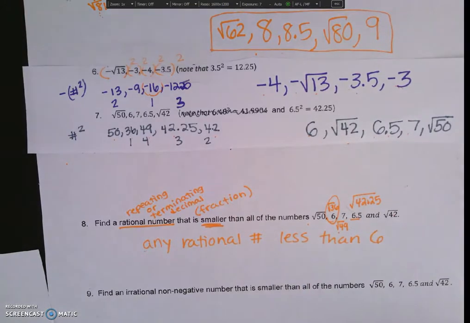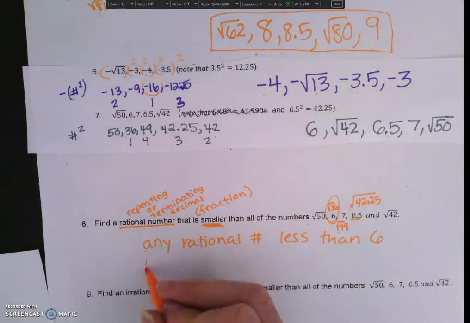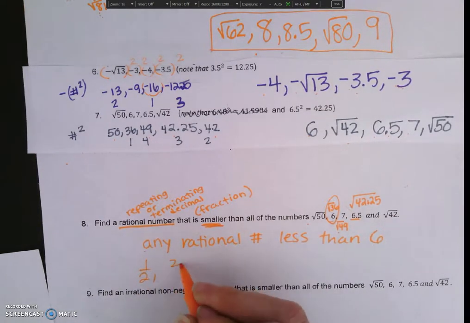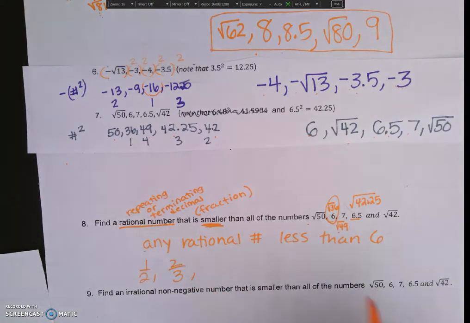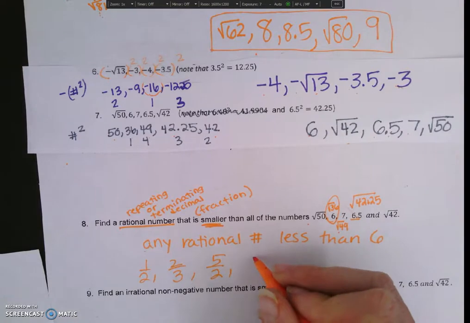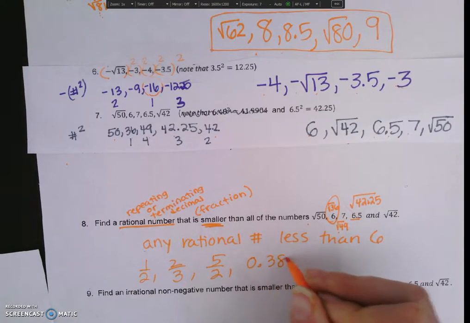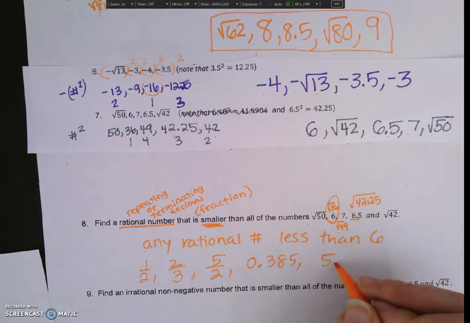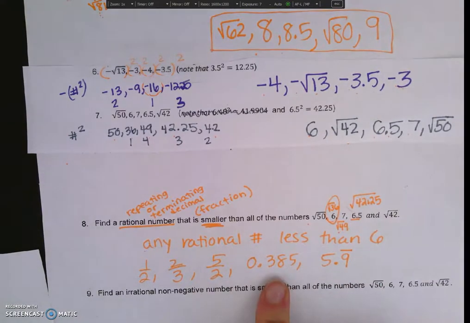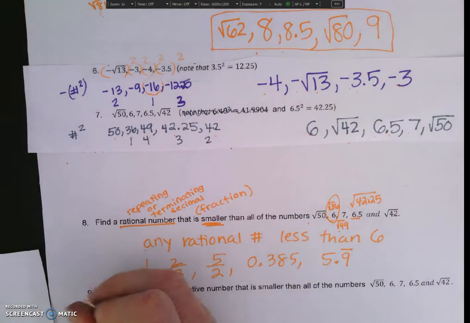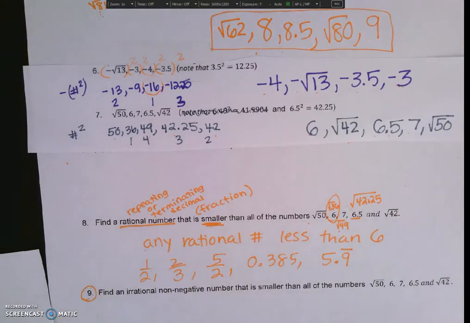So we have lots of negatives. Oh, the possibilities are endless. 1/2, 2/3, 5 halves, 0.385, 5.9 repeating. As long as it's a terminating decimal or a repeating decimal or can be written as a fraction, we're in the clear. So I would like you to figure out 9 and 10.